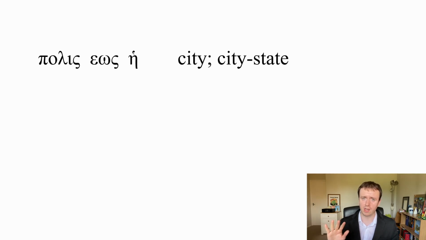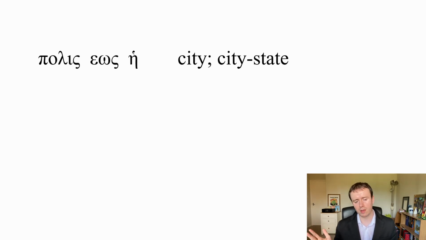These were individual states in their own right. Together, they made up what we call Greece. But there wasn't actually one politically unified state at the time, but rather lots of different city-states. So polis can mean city-state in that sense, but it can also just mean city. And it's where we get words like politics from, for example.